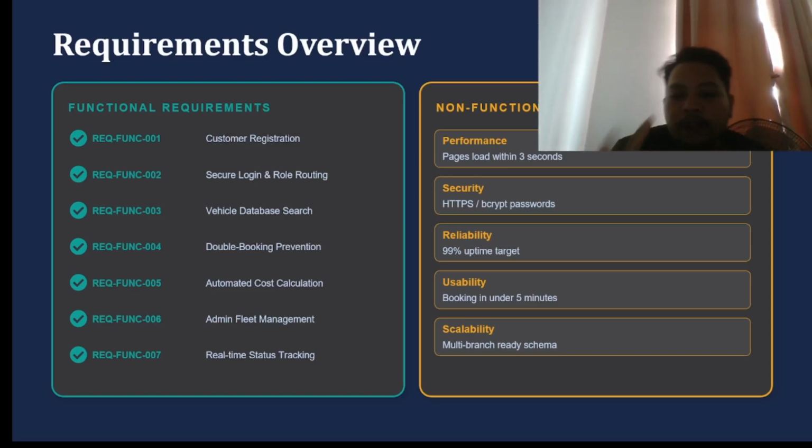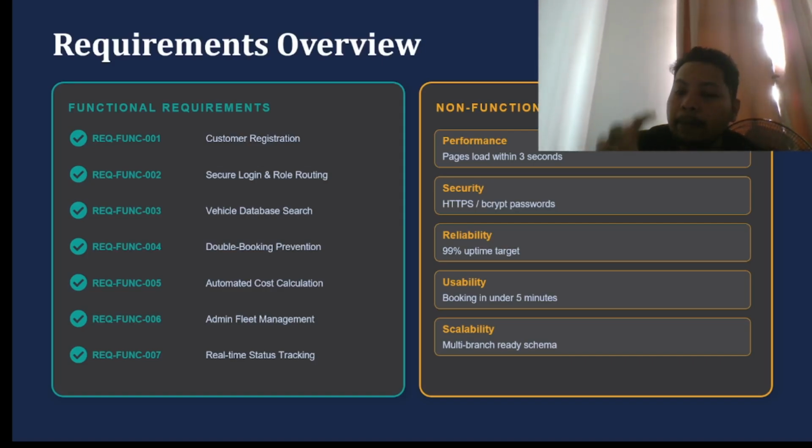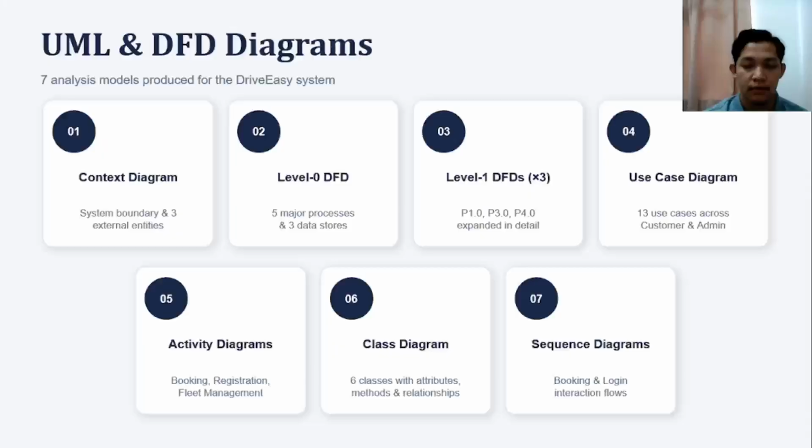We also define 5 non-functional requirements covering performance: pages must load within 3 seconds; security using HTTPS and bcrypt password hashing; reliability targeting 99% uptime; usability ensuring a customer can complete a booking in under 5 minutes; and scalability with a database schema ready for multi-branch operation. So that's all. Thank you.